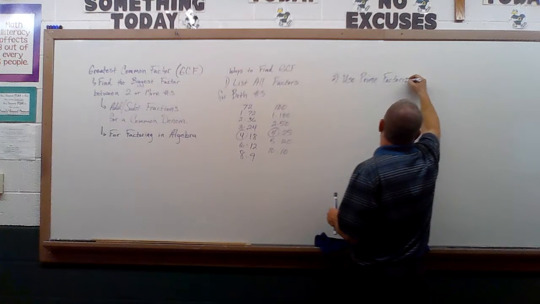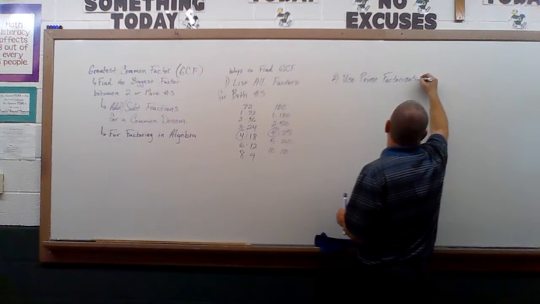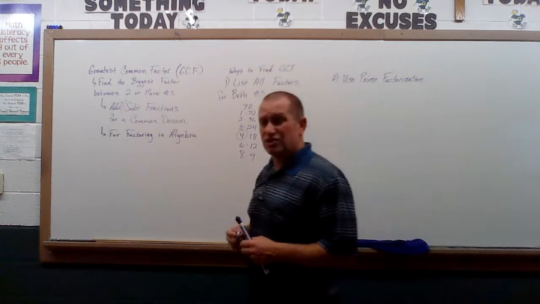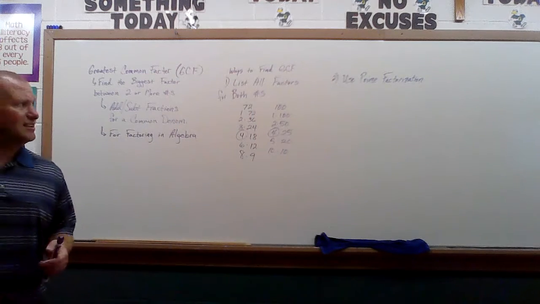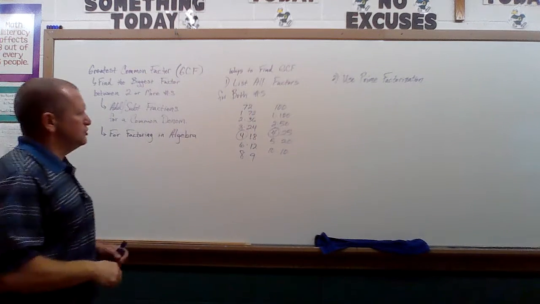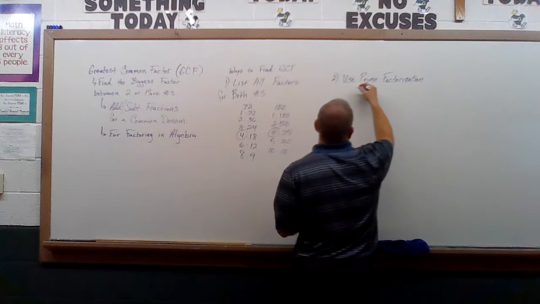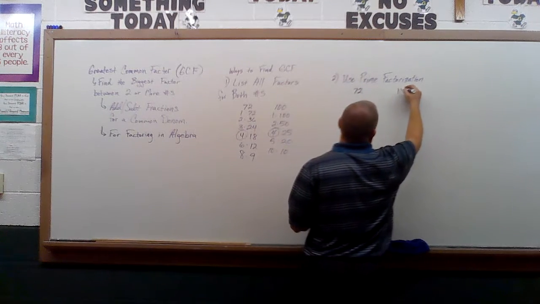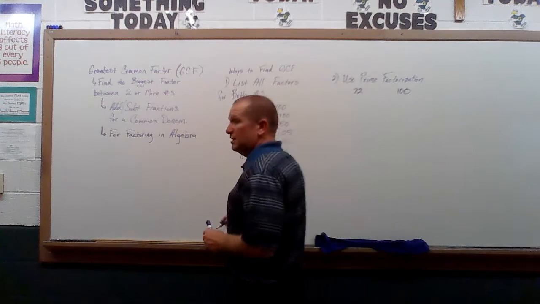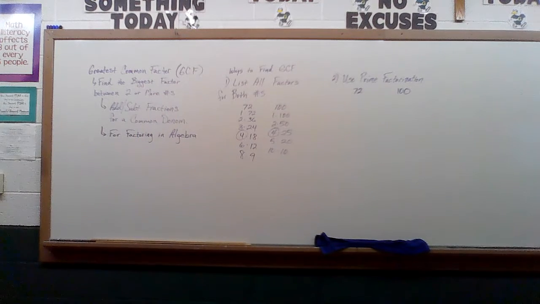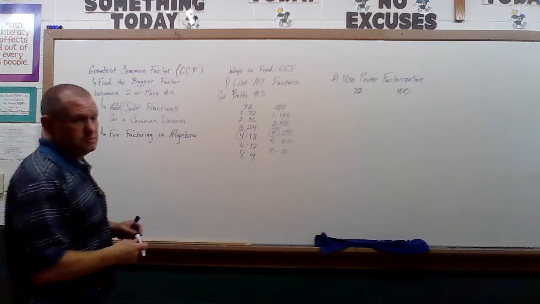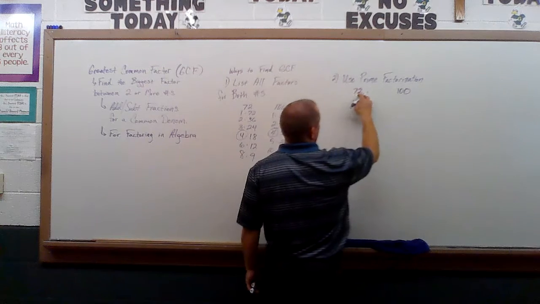So if you liked the process of using the prime factorization yesterday, maybe you're going to like this one better. I don't know. So again, let's just use the two numbers, and obviously we know what the answers are, so it makes it a lot easier anyway. But if I'm going to do the prime factorization for 72, what would I get? Or what's my prime? How would I start?